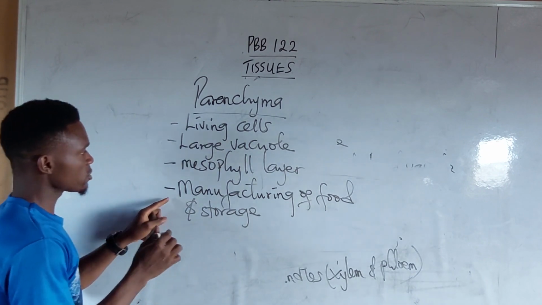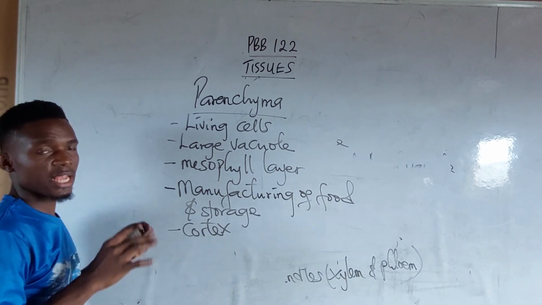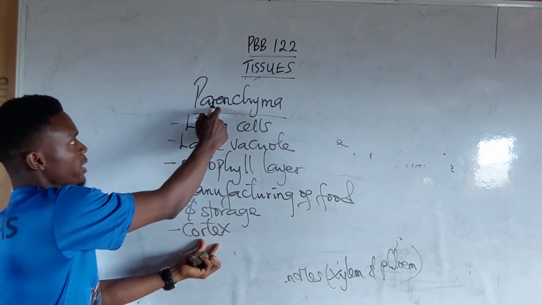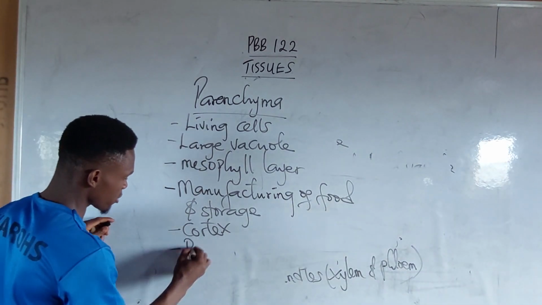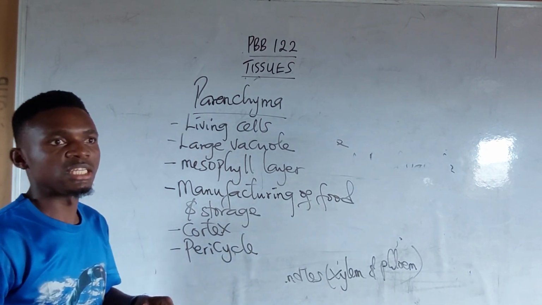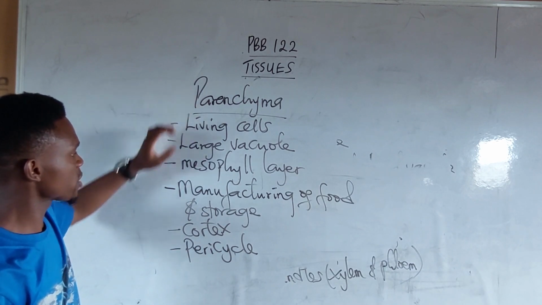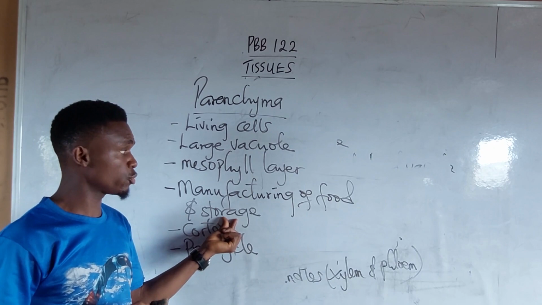Not just that, it's also found in the cortex, the storage cells of the cortex. The parenchymal cell is also found in the pericycle. So please, parenchymal cells manufacture and also store what? Food. That is manufactured food.